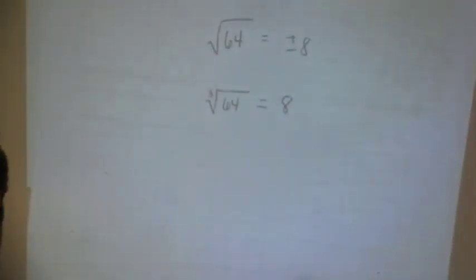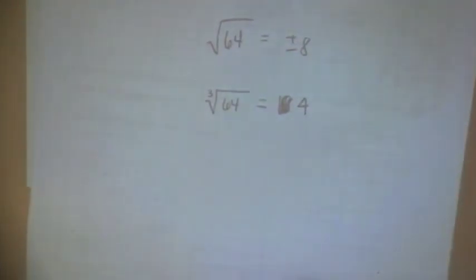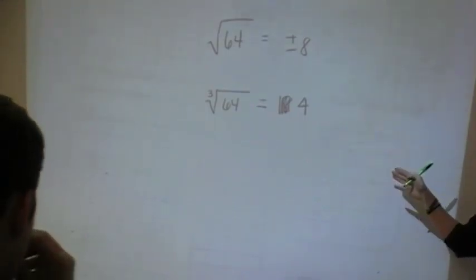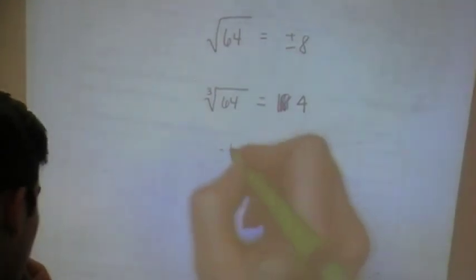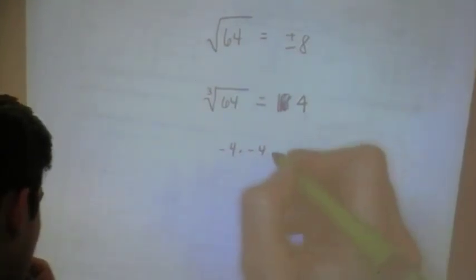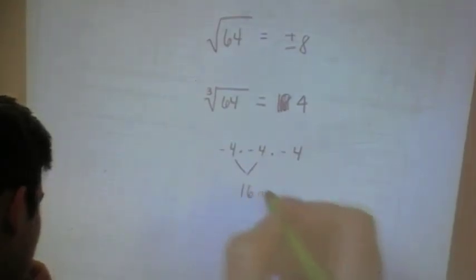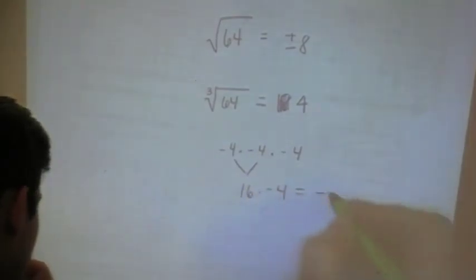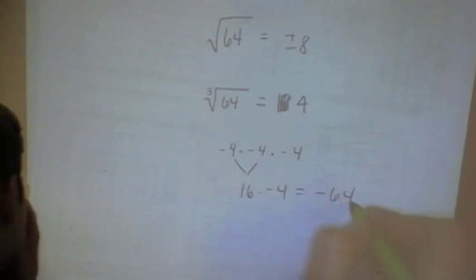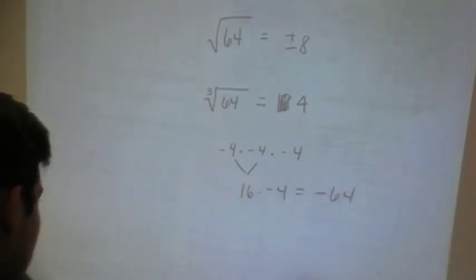But if I take the cube root of 64, it's just... sorry, it's not 8 at all, it's 4. Why is it not -4 though? Negative 4 times -4 times -4 equals -64. Very good. It's because you're using 3 of them. So if I wrote down -4 times -4 times -4, those 2 would make positive 16 times a -4 would be -64.